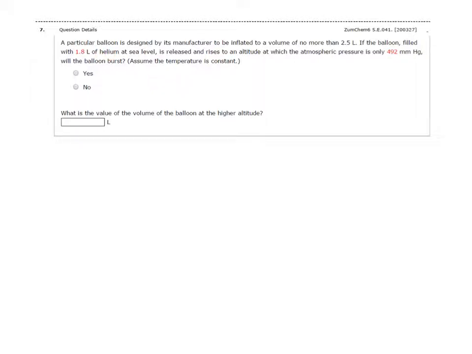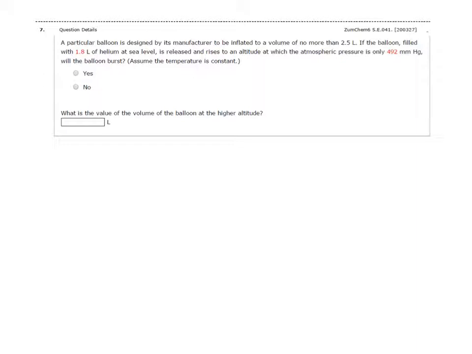They say helium, but the exact type of gas won't matter, at sea level, and it is released and rises to an altitude at which the atmospheric pressure is only 492 millimeters of mercury. Of course, that's less than sea level. And we get to assume that temperature is constant.